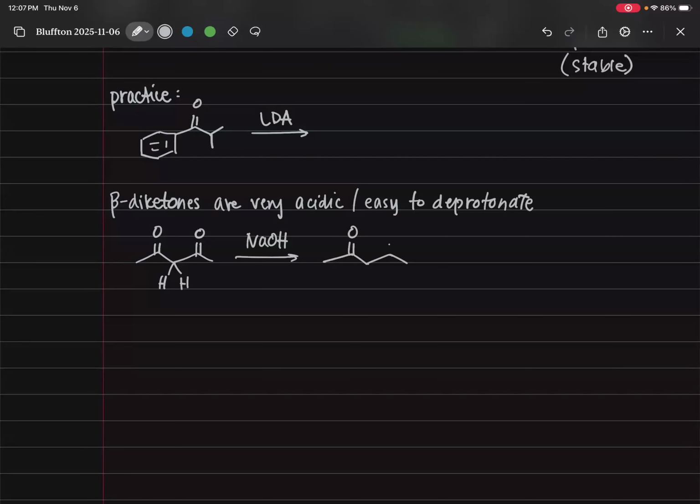When we do this, we're left with that anion. And previously we did drawing of resonance structures of these, of like an enolate type thing. And so because we've got two carbonyl groups, you've got two different directions you can draw that resonance structure. So these are like doubly resonance stabilized.